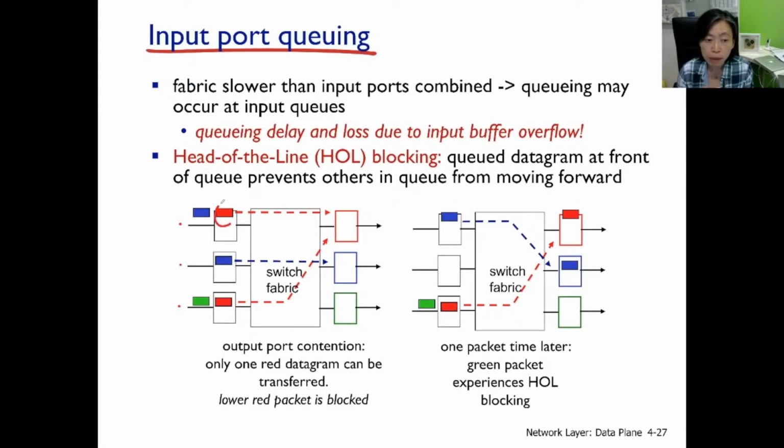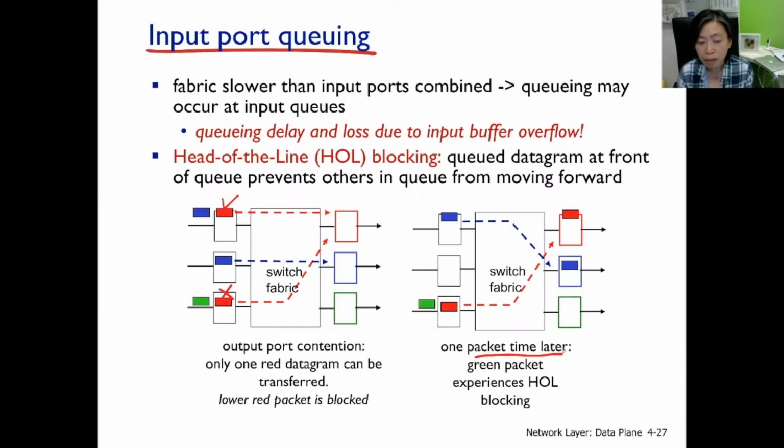Input port number 1 here has a red packet at the front. Input port 3 here also has a red packet at the front. Now, this is an output port contention based router, so we can only pick one of these to accept into the output port. Let's assume this one goes through and this one gets blocked.